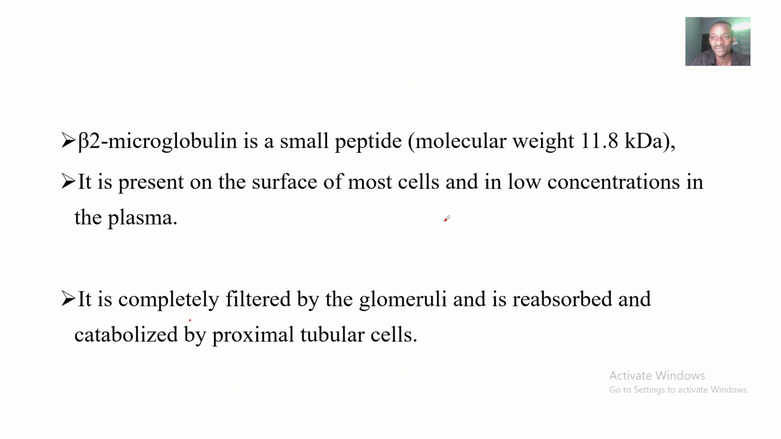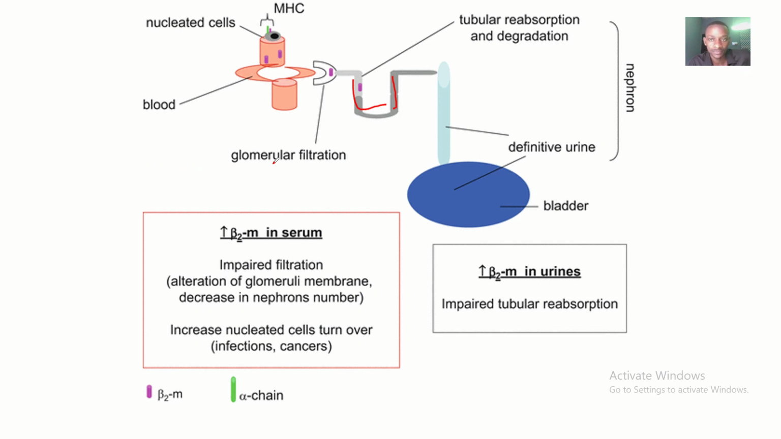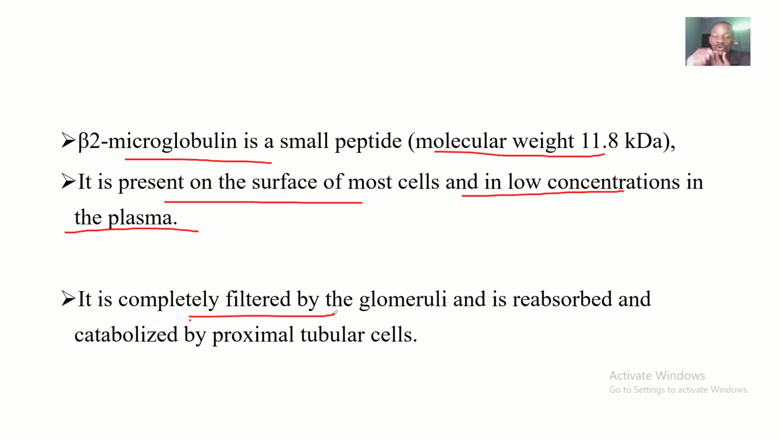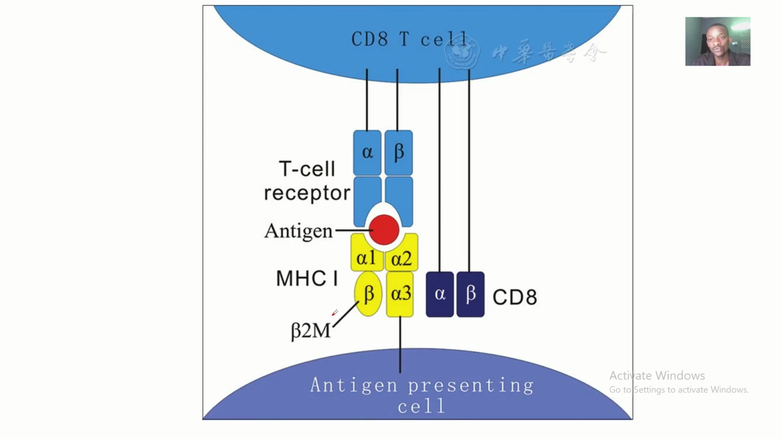Okay, so let's read what we have in the lecture. This beta-2 microglobulin is a small peptide. The molecular weight is just 11.8 kDa. It is present on the surface of most cells and in low concentration in the plasma. This type of protein is completely filtered by the glomeruli and is reabsorbed and catabolized by the proximal tubular cells, that's the proximal convoluted tubule.